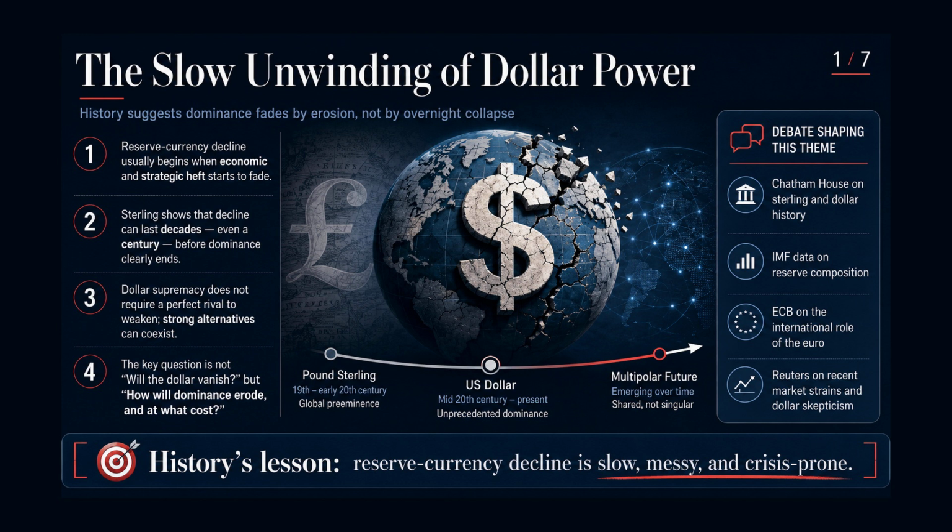According to Chatham House, history gives us an important warning. Sterling, or the British pound, was once the world's leading global currency. Britain was the center of trade, finance, and empire. But even after Britain's economic and military power started weakening, sterling did not disappear overnight. Its decline took decades. The same lesson applies to the dollar today.